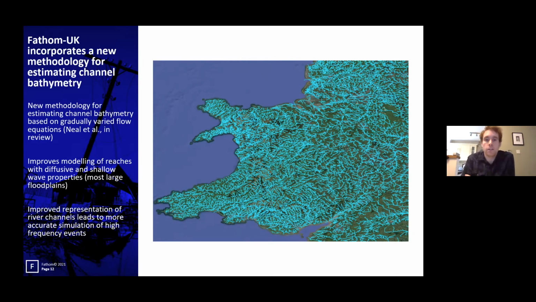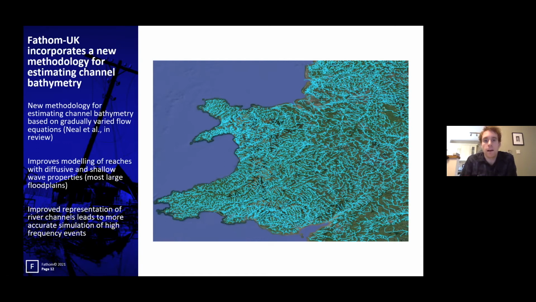So we use Ordnance Survey data to identify the locations of rivers, and the Fathom UK product also takes advantage of a new methodology that's about to be published in a leading journal, Water Resources Research, and that presents an improved approach to estimate channel bathymetry across river channels.